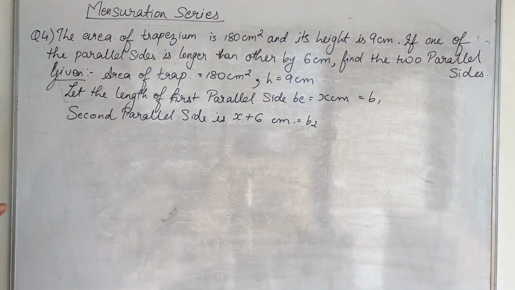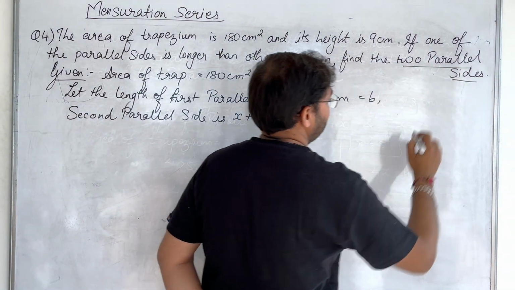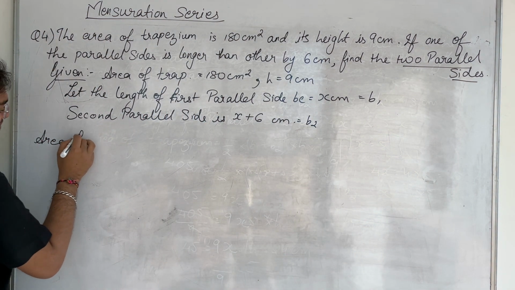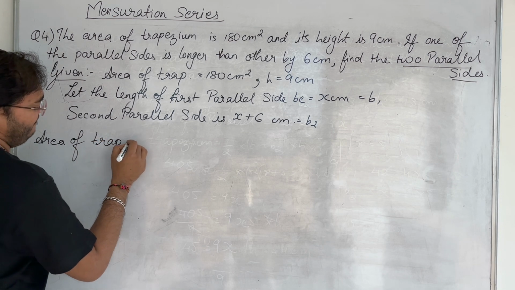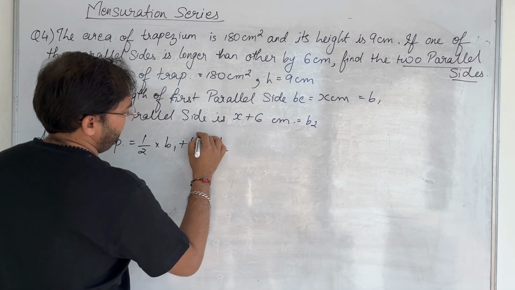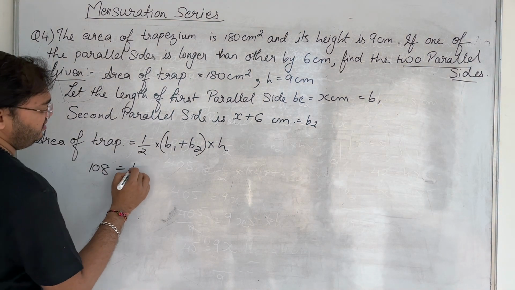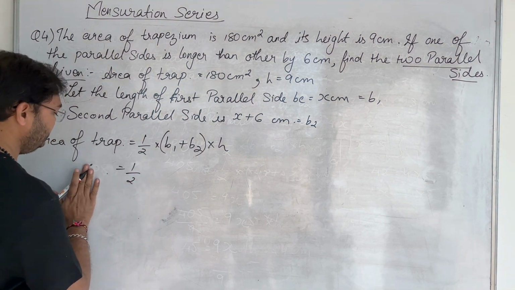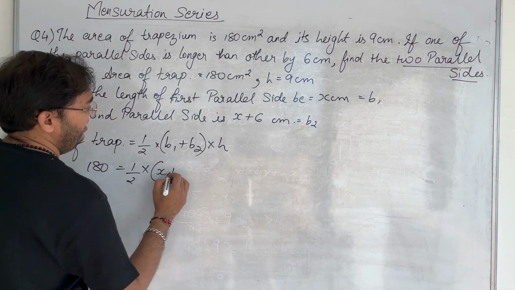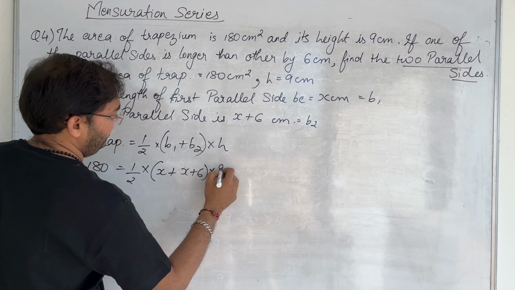Now I have B1, B2, I am having height and area of trapezium. We have to find the two parallel sides, so we need to find the exact values. So let's start with the given data, that is the area of trapezium, which is equal to half into B1 plus B2 into height. Area of trapezium is known to us, that is 180 centimeter square, which is equal to half into B1 is x plus B2 is x plus 6 into height is, what's the height? 9.